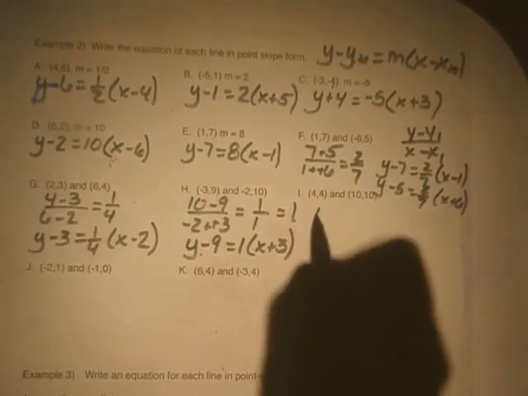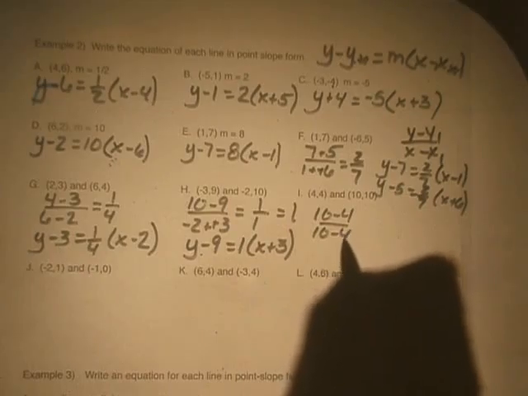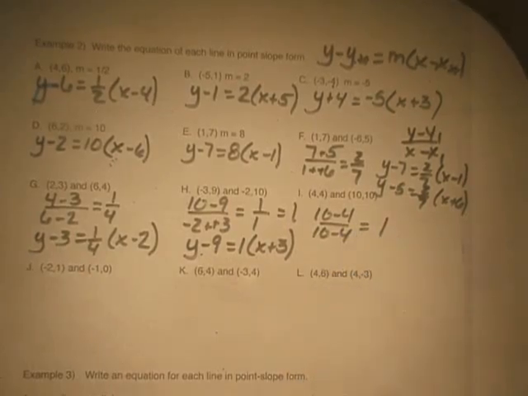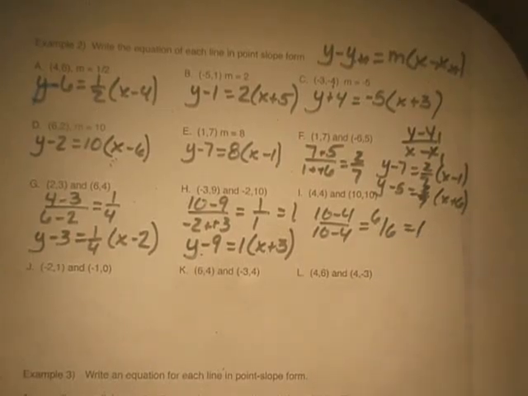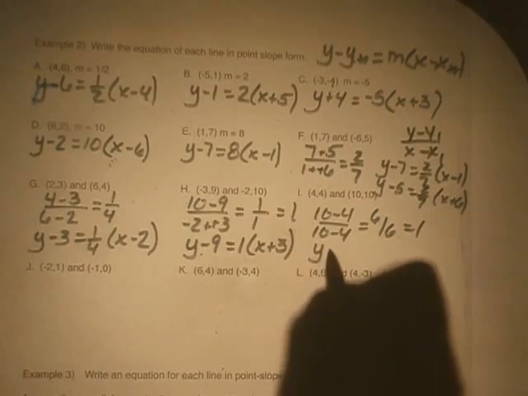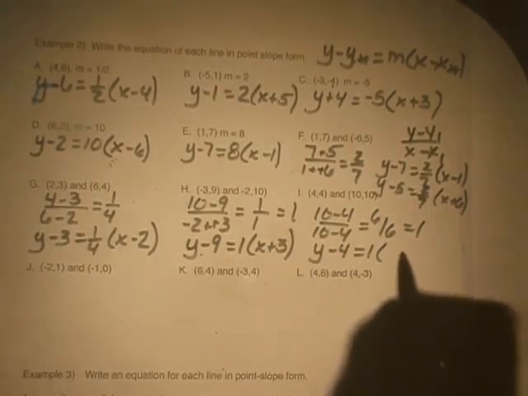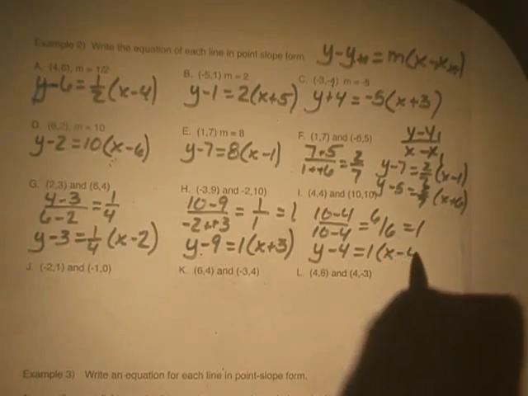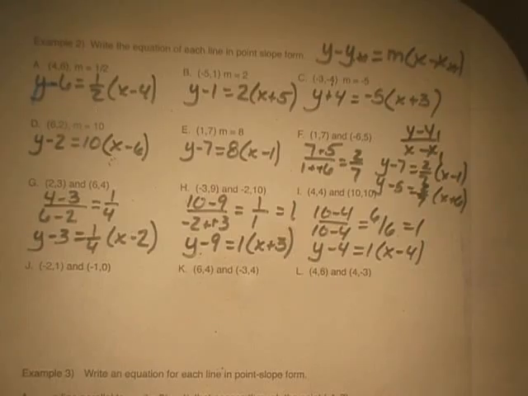Letter I, 10 minus 4 over 10 minus 4 is 6/6, which is 1. And then I'm going to pick the first point. Y minus 4 equals 1 times x minus 4. And that's our equation in point-slope form.